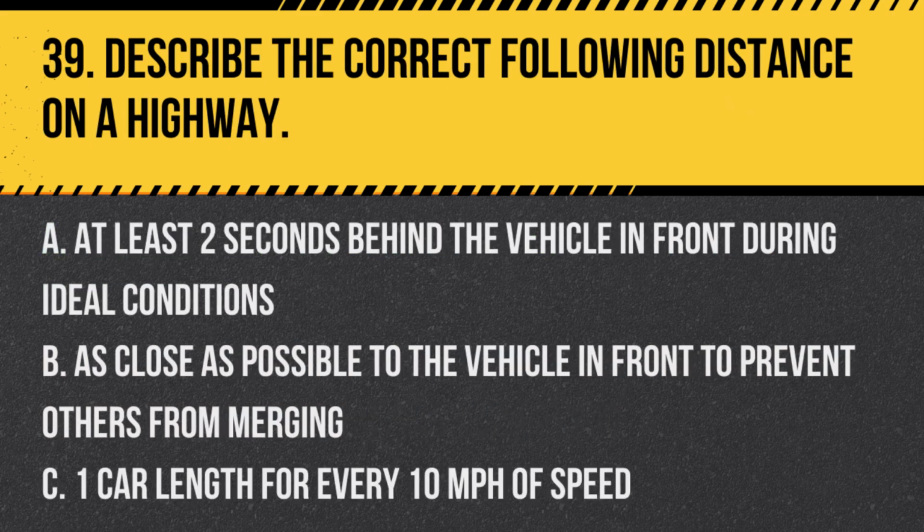Question 39. Describe the correct following distance on a highway. A. At least 2 seconds behind the vehicle in front during ideal conditions. B. As close as possible to the vehicle in front to prevent others from merging. C. 1 car length for every 10 miles per hour of speed. Answer: A. At least 2 seconds behind the vehicle in front during ideal conditions. This distance should be increased in poor conditions.